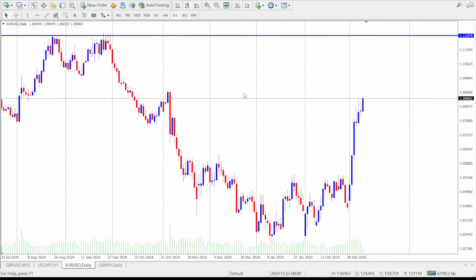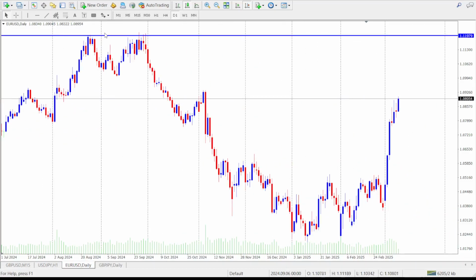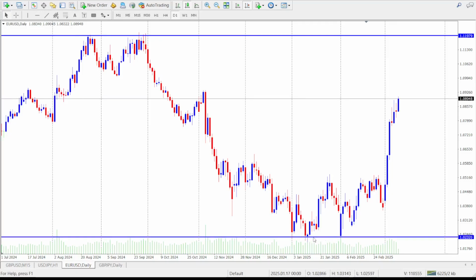A double bottom, on the other hand, is when price tests the same support level twice and bounces. This is a bullish sign and often leads to an upward breakout.